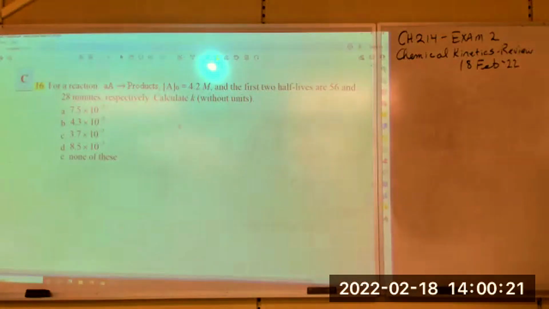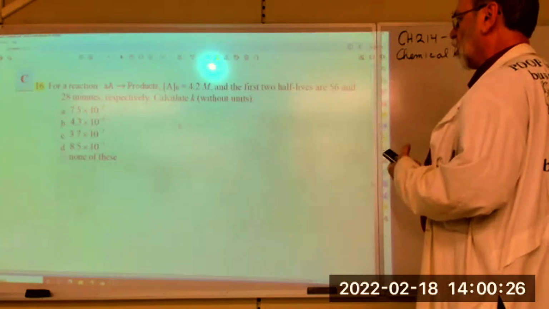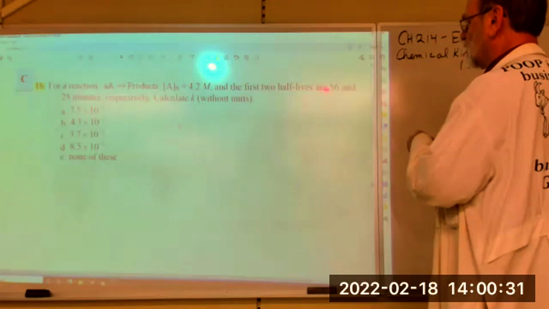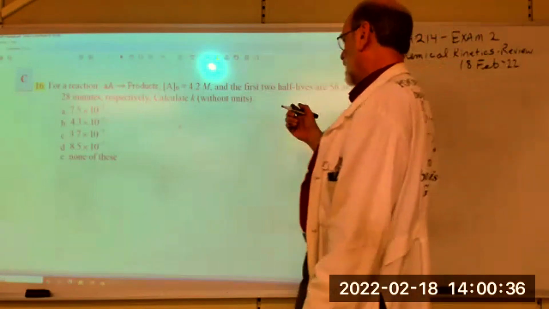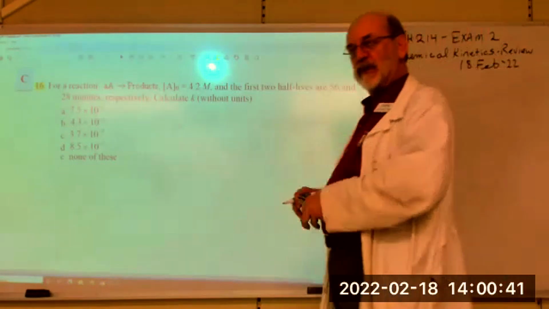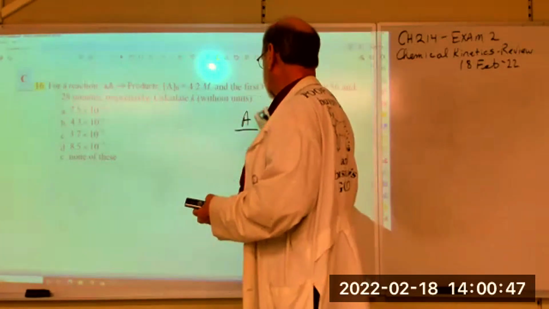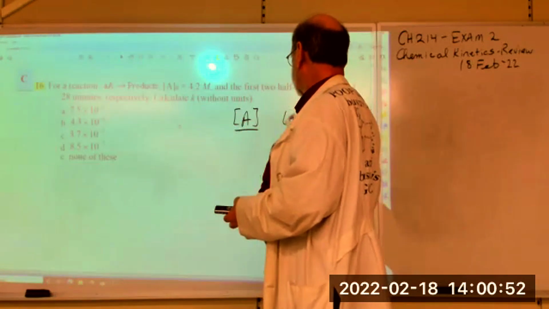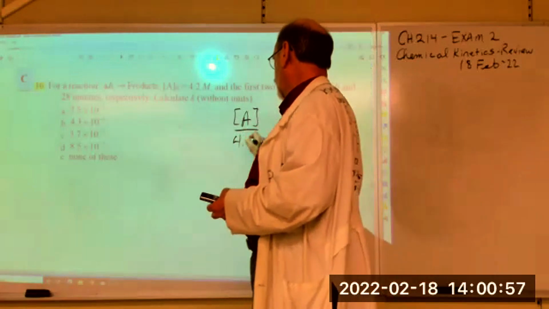For the reaction little a, big A yields products, A0 equals 4.2 molar. That's the beginning concentration of A. And the first two half-lives are 56 and 28 minutes. Calculate K. Okay, so it helps to extract information from this problem and build your table. If we've got the concentration of A in this column and time in this column, at time 0 we're saying the concentration is 4.2 molar.